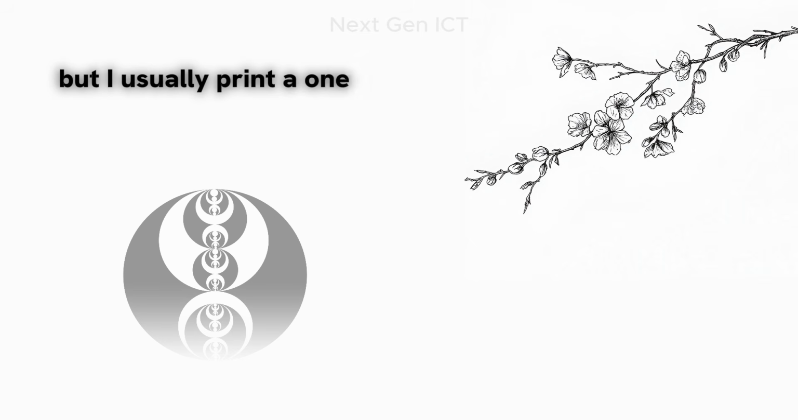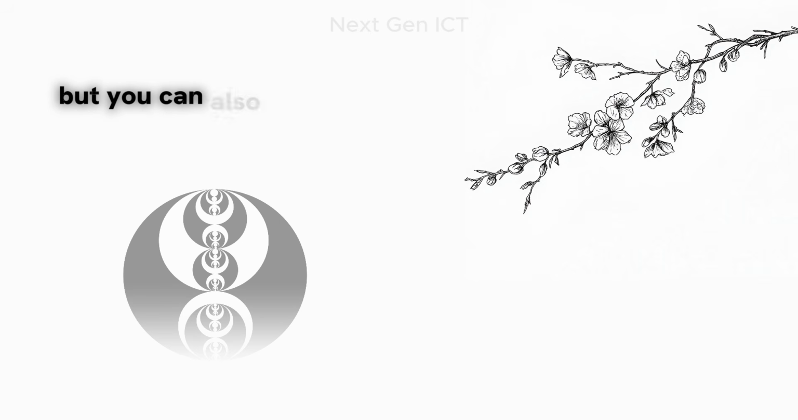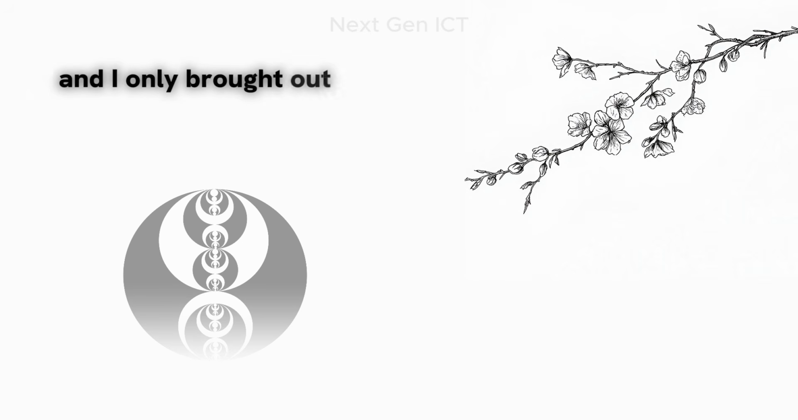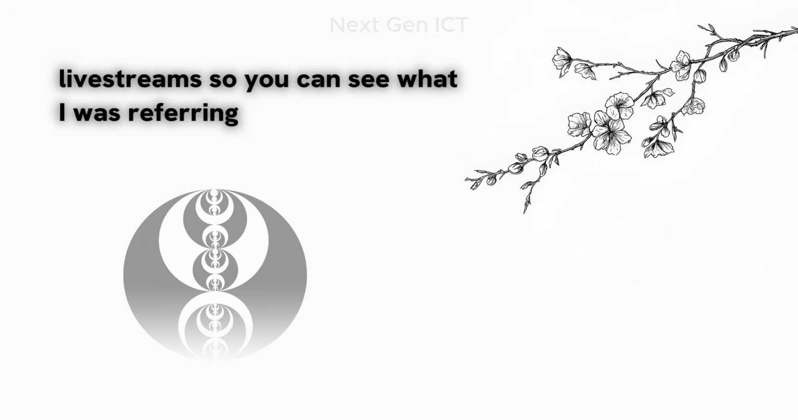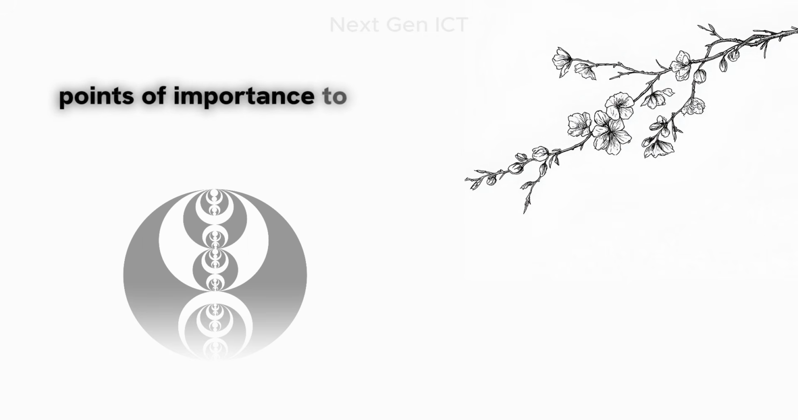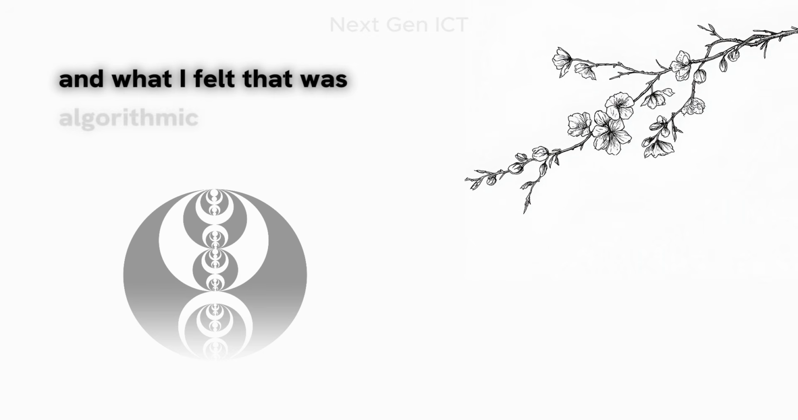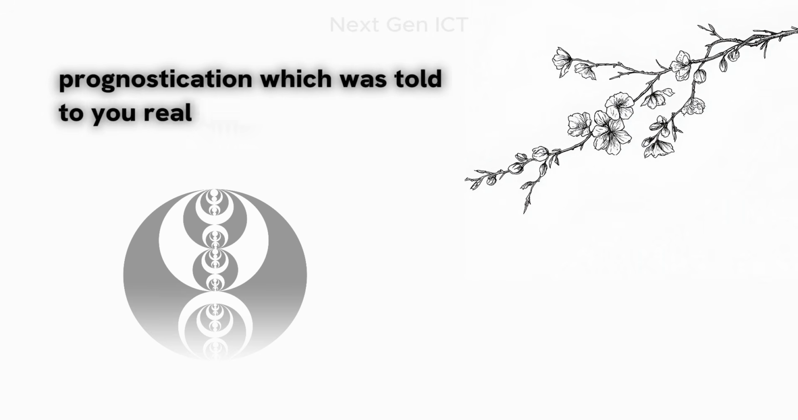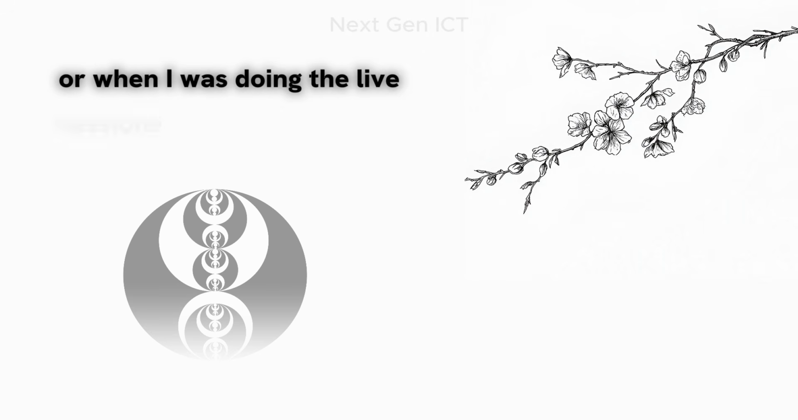But I usually print a 1 minute chart like that because I don't need a 15-minute chart. I don't need to see a 5 minute chart because you can see every turning point with that 1 minute chart. But you can also see much more detail in the order flow. And I only brought out some of the salient points, which is also what was making its way into my live streams. So you can see what I was referring to, points of importance to me, and what I felt was algorithmic for future prognostication, which was told to you real time, either through Twitter or when I was doing the live sessions. So we'll get to that chart in a moment.